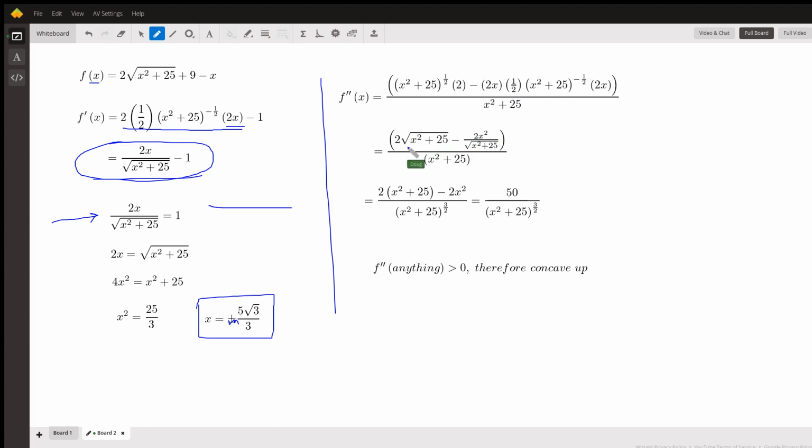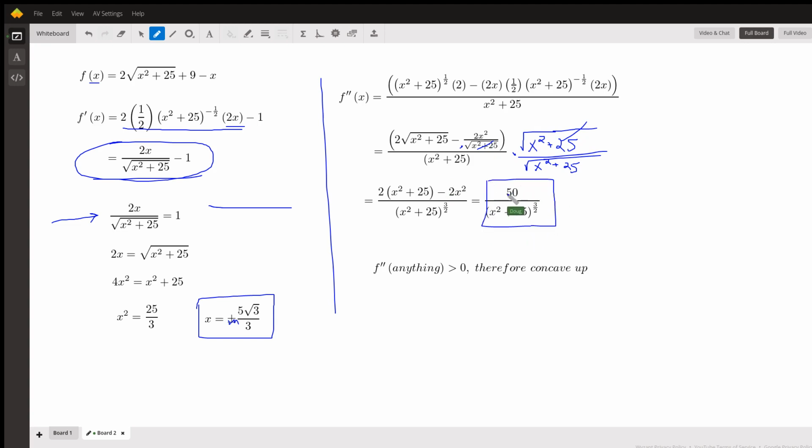Rewriting in radical form, the easiest way to simplify this is to multiply numerator and denominator of the big fraction, this is a complex fraction, by the square root of x squared plus 25, which is this one little denominator. That clears the equation of the little fractions. And times this first term in the numerator gives us 2 times x squared plus 25, minus the second term in the numerator. These cancel out, gives us a minus 2x squared. And in the end, this is the second derivative.